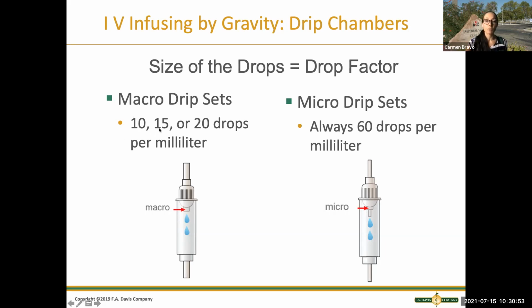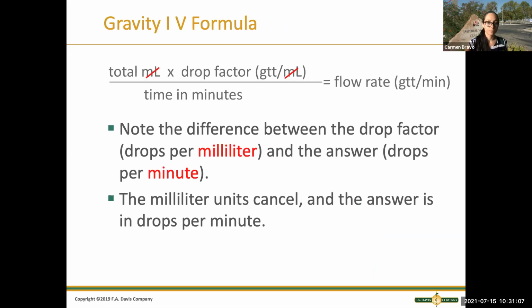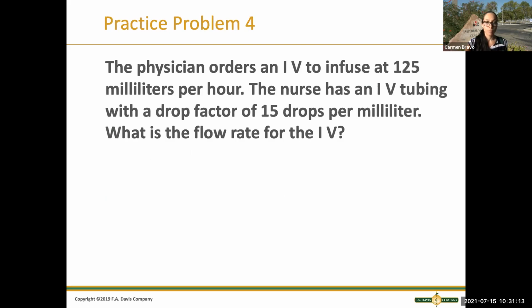But in some of my problems, I do put that you're going to do it by 20 or 15, but if I don't, just so you know, it should be 15. And the micro, you only have 60 to work with. Okay, so let me tell you how I work it out using the dimensional analysis.